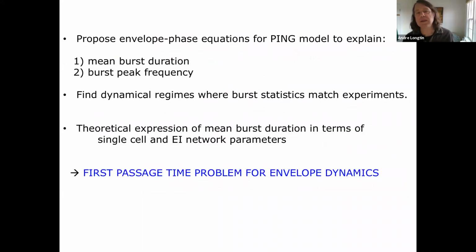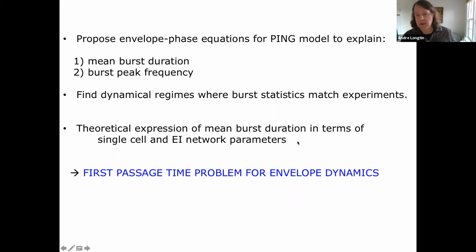Okay, so what we did was to propose an envelope phase equation. Now, in the literature, often this is called an amplitude phase equation, but I'm calling it envelope phase just to really emphasize that it's the very slow aspect of the envelope of the rhythm that we're picking out. For those of you who know some time series analysis like Hilbert transforms, we're getting at the Hilbert amplitude, okay, the analytic signal amplitude, to characterize the burst durations and the burst frequency, and finding the dynamical regimes where burst statistics match experiments.